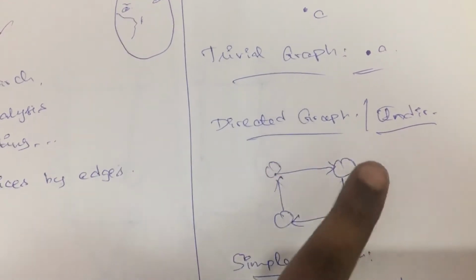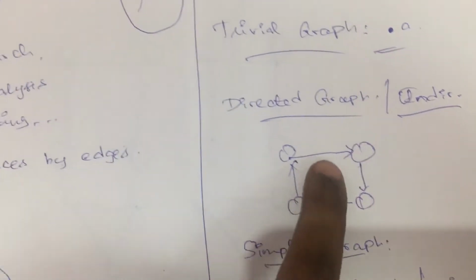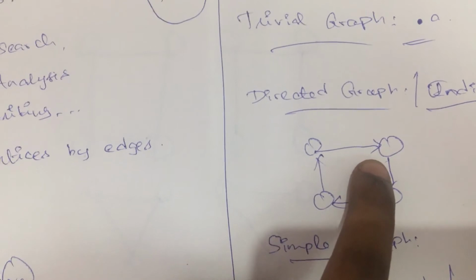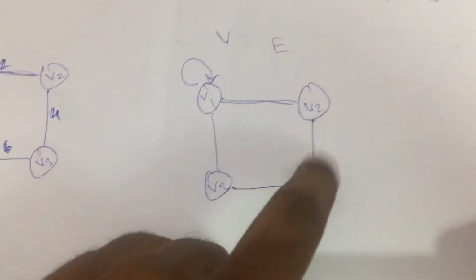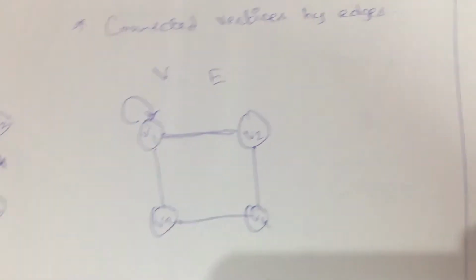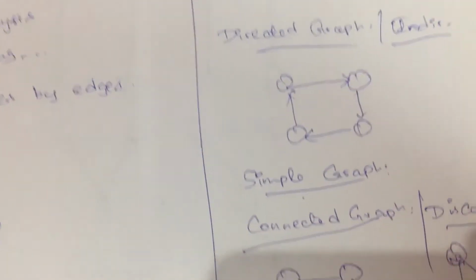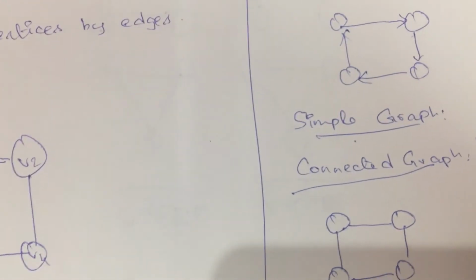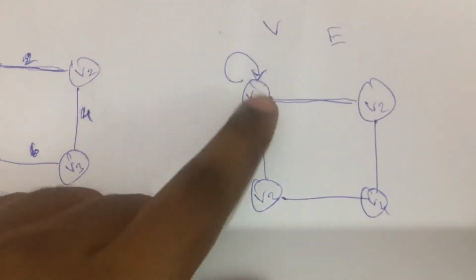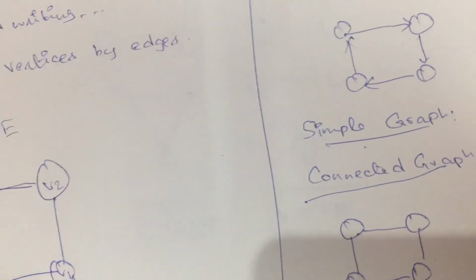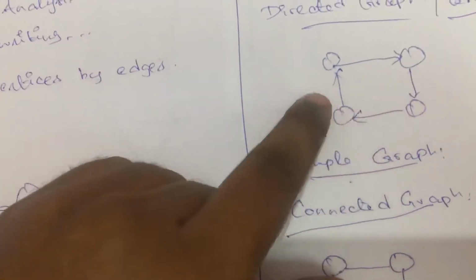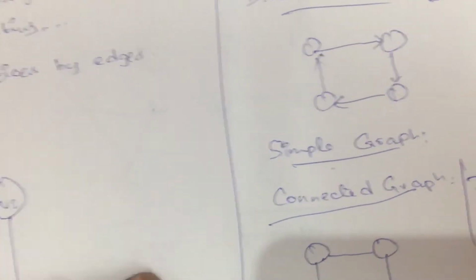And directed graph and undirected graph: if an edge has a particular direction, it means that it is a directed graph, and if it doesn't have any direction, similar to this, it is called an undirected graph. And a simple graph is nothing but a graph which doesn't have any self loop, and a graph with a self loop will look something like this, right? So if it has a self loop, it will look something like this, and a graph which doesn't have any self loop will look like this, and this is called a simple graph also.